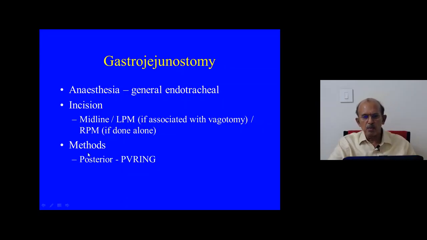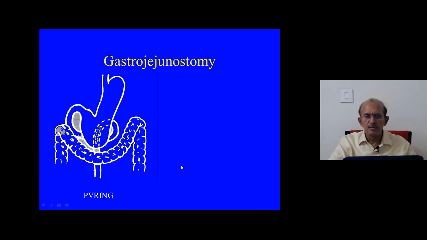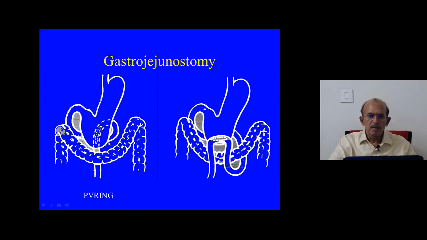You can do it through a right paramedian incision also if it is done alone. But when you are doing it along with vagotomy, you must go with a midline incision or left paramedian incision. Method of anastomosis: posterior or anterior. Posterior, we do the posterior vertical retrocolic isoperistaltic no loop gastrojejunostomy. Already I have discussed this. Then the anterior is done in malignant disease of the stomach. This is the posterior one, this is the anterior one.